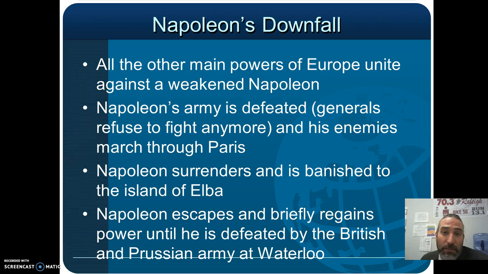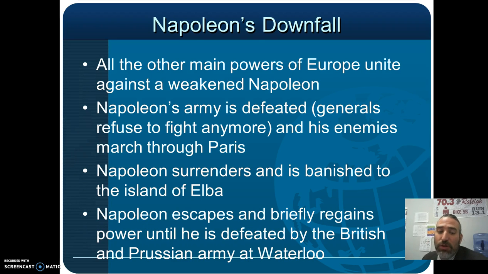Basically, his generals give up on him. His generals say there's no reason for more Frenchmen to die. We're not going to fight anymore. We're not listening to your orders anymore. We are surrendering. So Napoleon is captured and he's banished to the Isle of Elba. It's in the middle of the Mediterranean Sea.